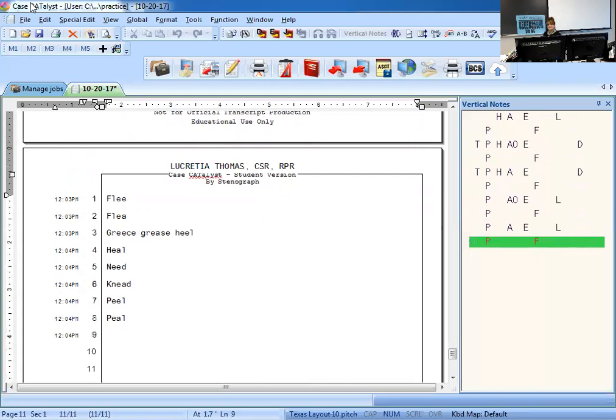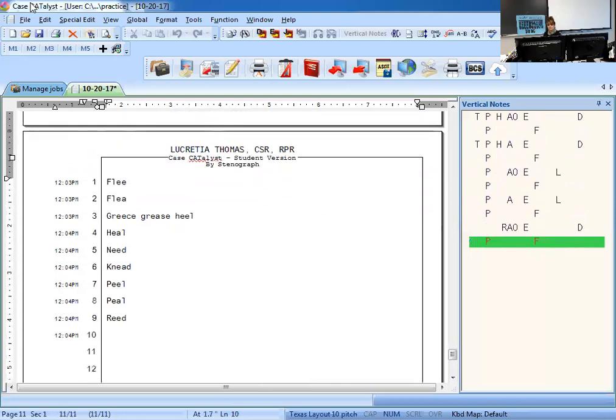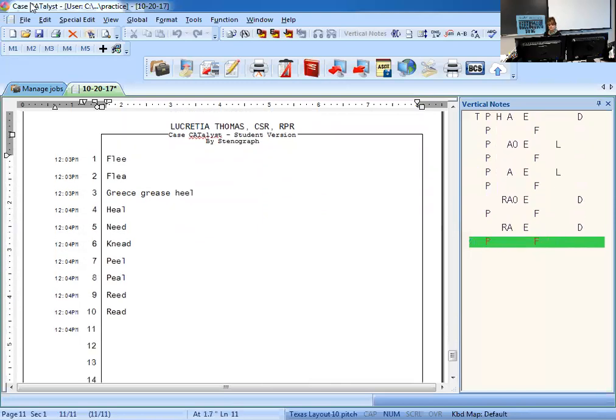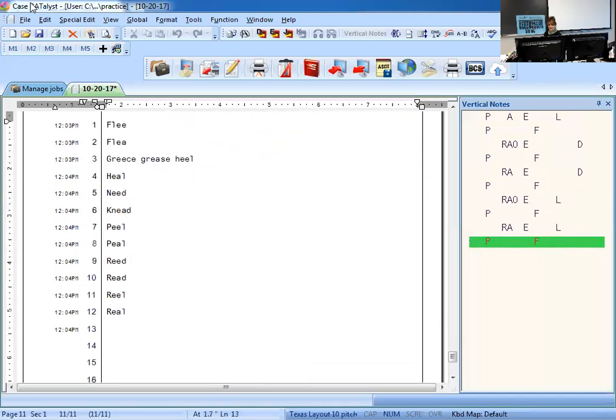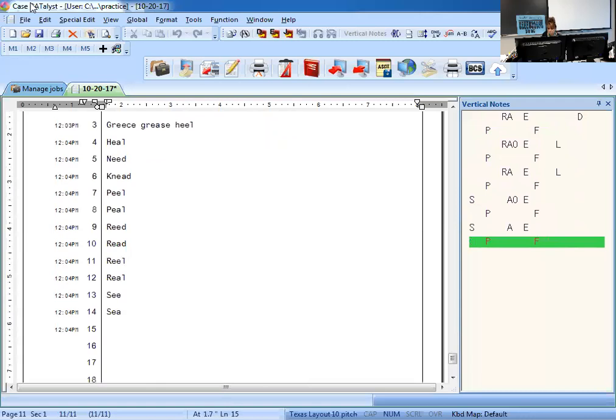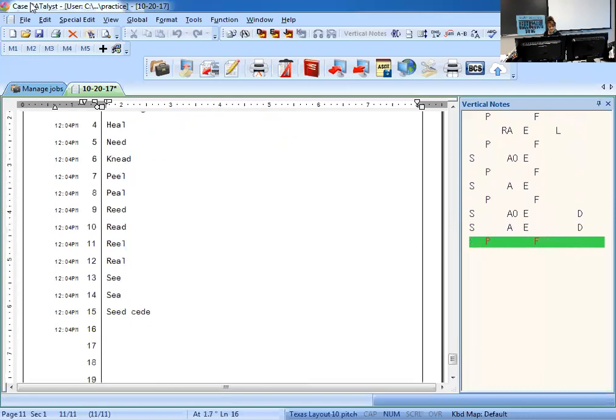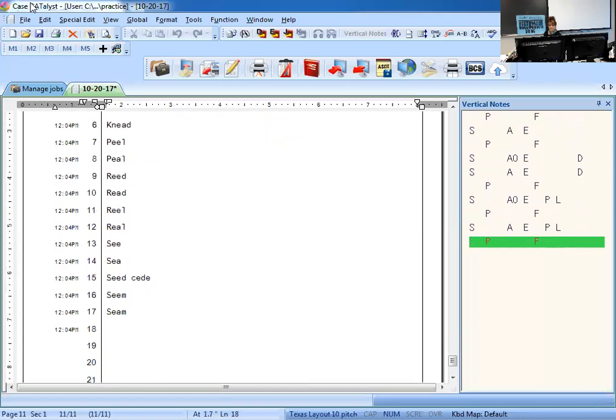Read, R long E-D for R-E-E-D. Read a book, R-A-E-D. Reel, R long E-R, reel it in. Real, I think it's a real, R-A-E-L. I see you, S long E. The ocean, the sea, S-A-E. So write these on your machine and practice them. Seed, S long E-D. Seed, S-A-E-D. Seam, S long E-M. And then a seam on your dress, S-A-E-M.